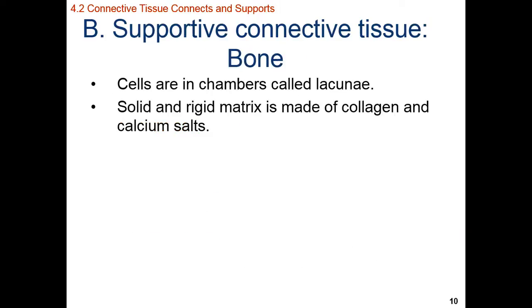We also have supportive connective tissues that can be made of bone. Bone tissues are also going to have those hollow chambers known as lacunae. The matrix of bone is solid and is much more rigid. It still has a little bit of flexibility from the collagen fibers, but it doesn't have much. Generally speaking, you don't want to bend your bone tissue too much, because if you do, you'll break your bone. The stiffness in our bone tissues comes from the calcium salts that are present, or more specifically, calcium phosphate salts present within our bone tissue.